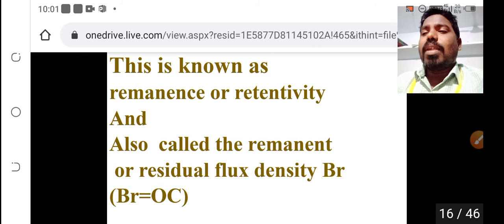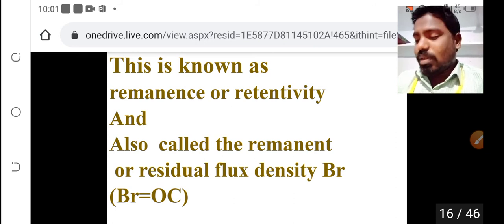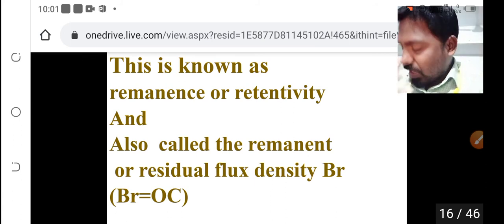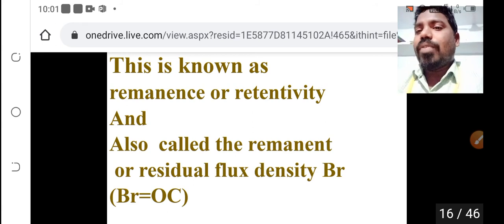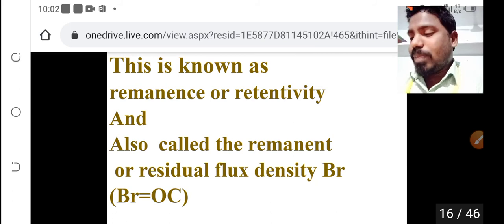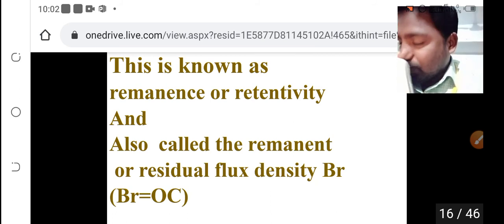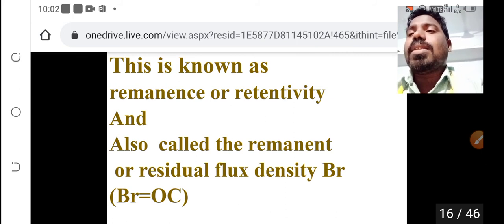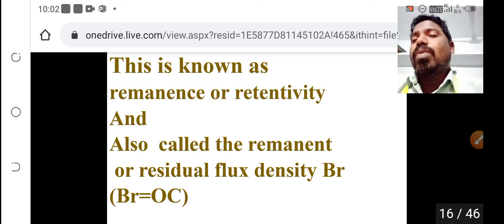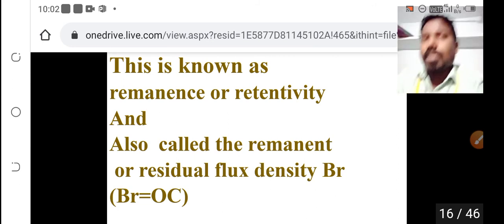It is also called residual flux density, and it is represented by Br. This residual flux density, remanence or retentivity, is indicated by the OC curve. The OC curve indicates this nature.